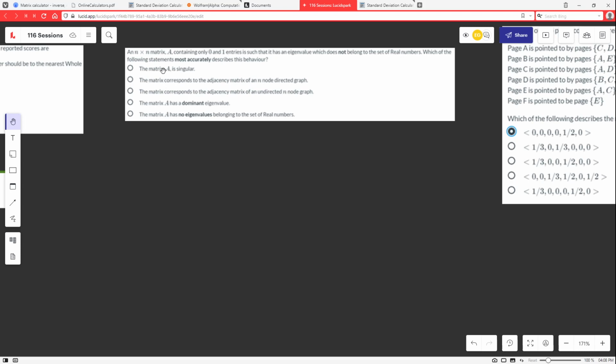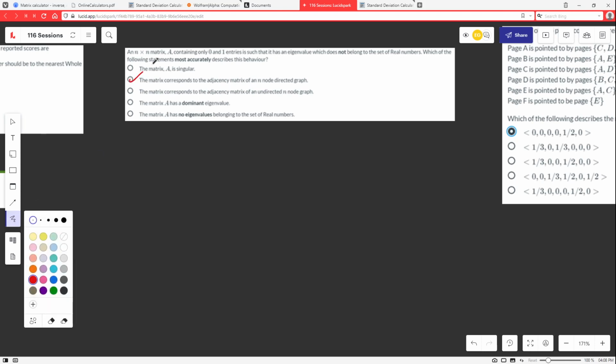the one I didn't put down. It was this one, a directed graph. The reason for this is that having a non-real eigenvalue, well, you cannot have non-real eigenvalues in undirected graphs. It doesn't work that way. Because they're symmetrical, when you try to find the eigenvalues, they'll all be real.